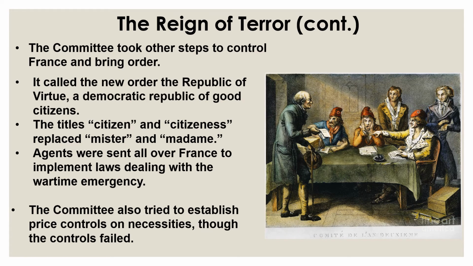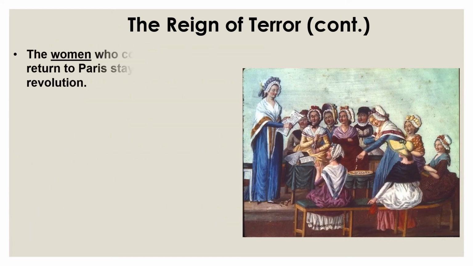The Committee of Public Safety also tried to establish price controls on necessities like bread, though the controls often failed. This was their attempt to alleviate the financial crisis that was still going on as we're in the midst of fighting a war against all of Europe and trying to maintain order at home to get rid of counter-revolutionaries at home. It was a mess, folks.